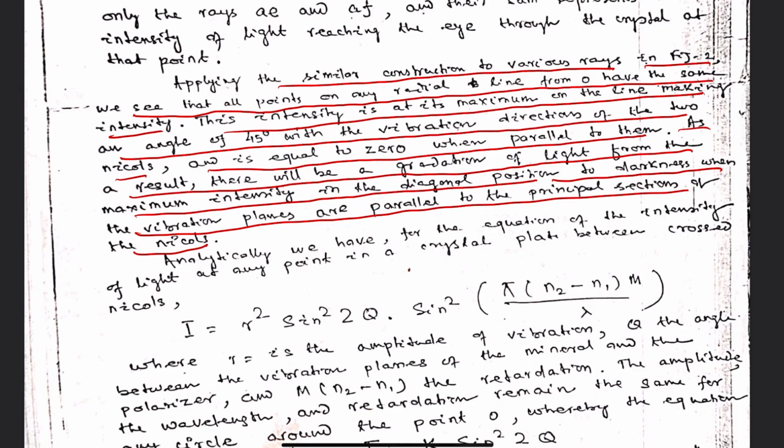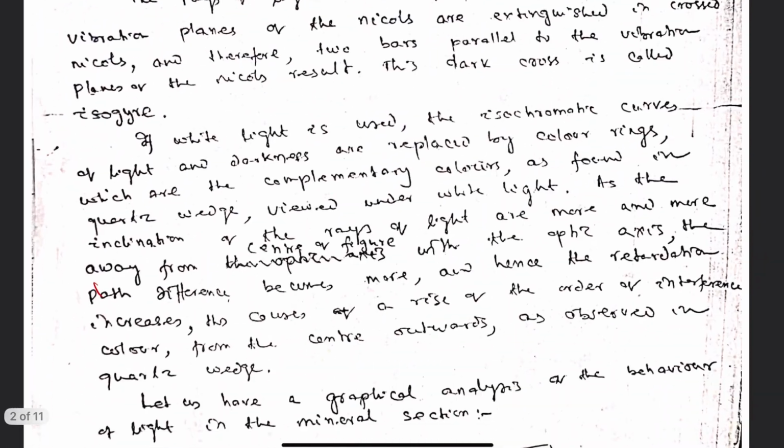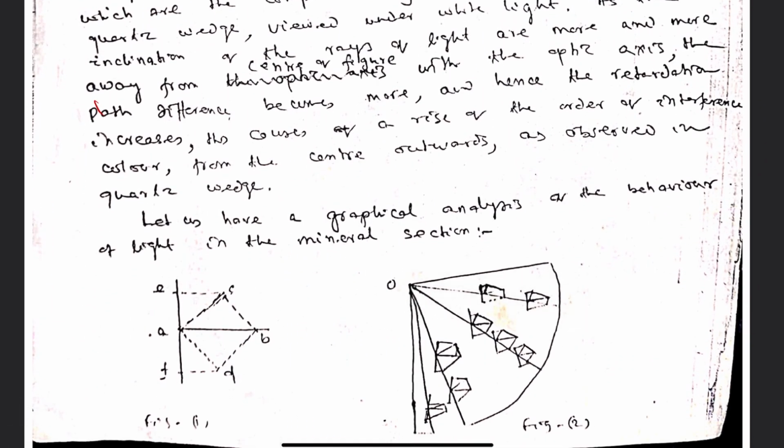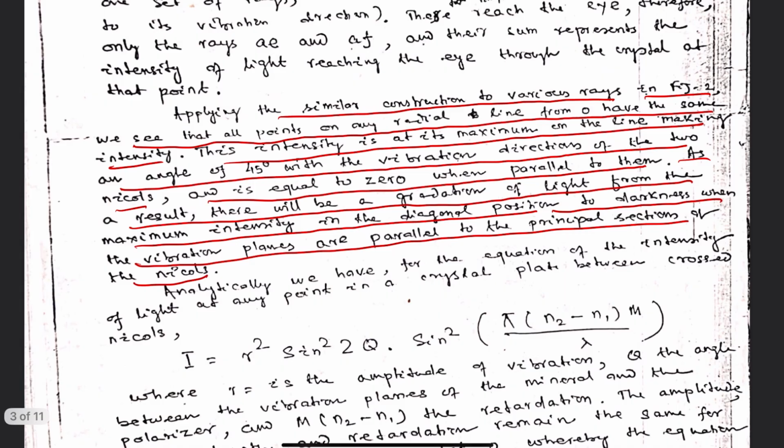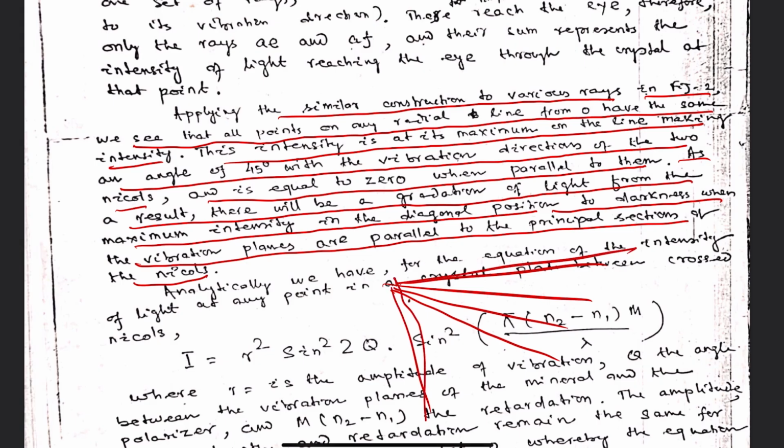So applying a similar construction to various light rays in figure 2, we see that all points on any radial line from O have the same intensity. So each line has the same intensity. Intensity is 0 here, intensity is 0 here. Maximum in the 45-degree position.